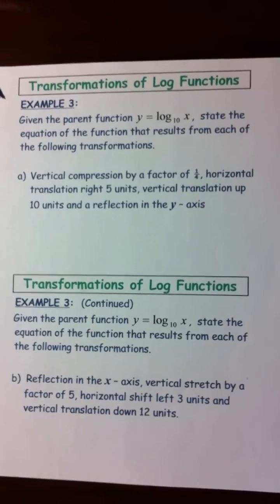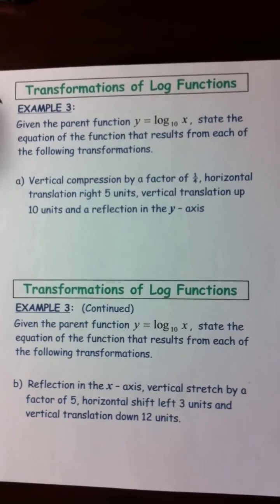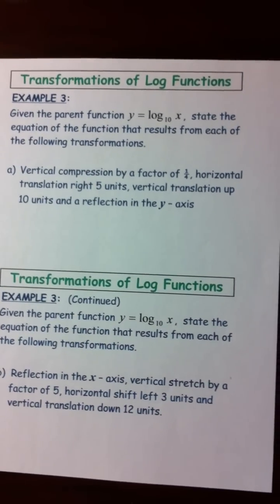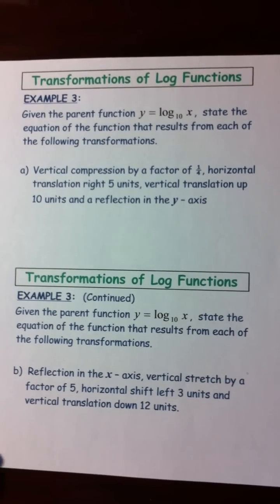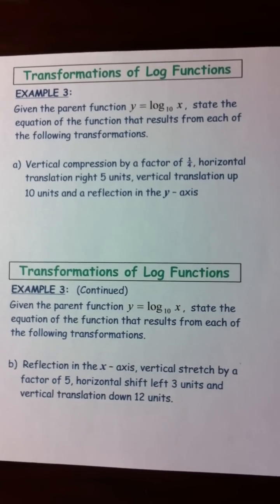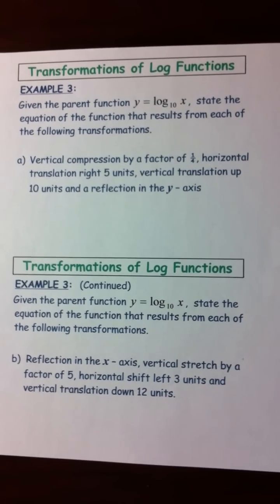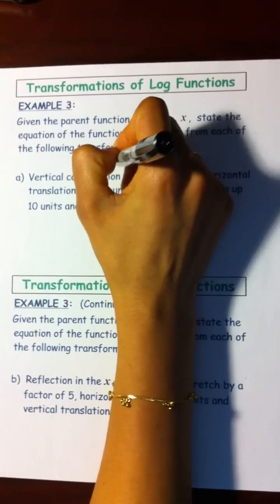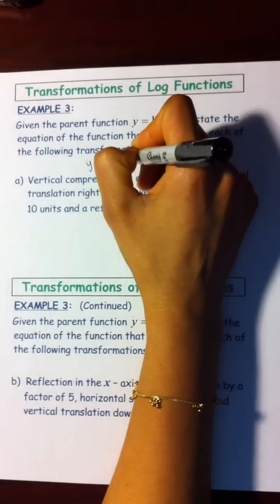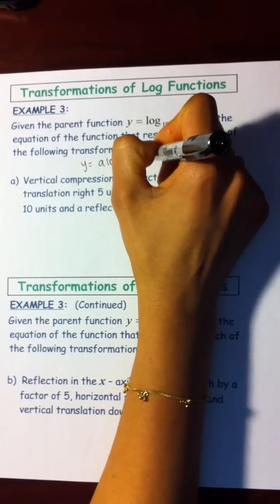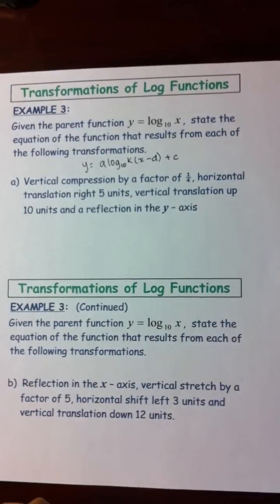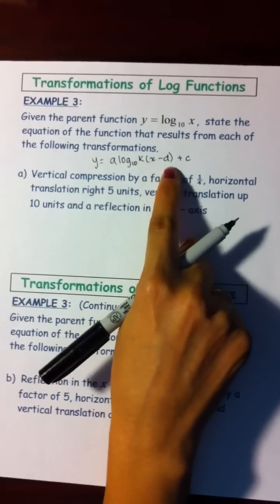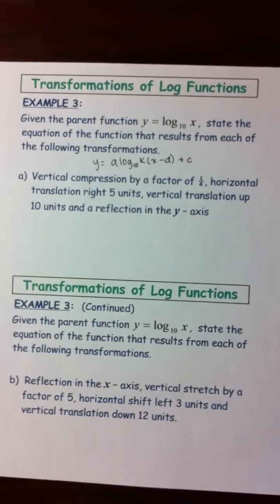Okay, so example 3 says, given the parent function y equals log base 10 of x, state the equation of the function that results from each of the following transformations. So I'm going to write down what my transformed function looks like for log base 10 of x. That's y equals a log base 10 of (k x minus d) plus c. And all I'll have to essentially do right now is sub in for a, k, d, and c according to what the question is asking me.